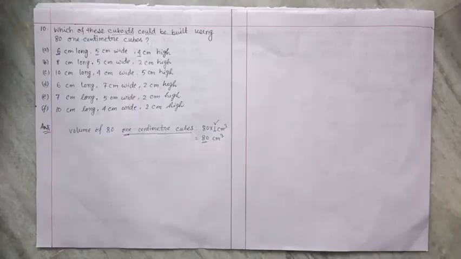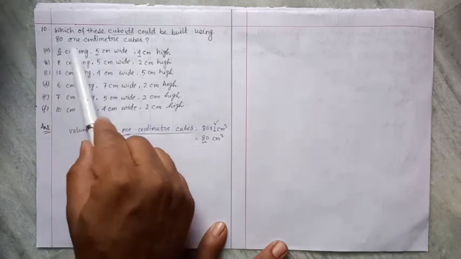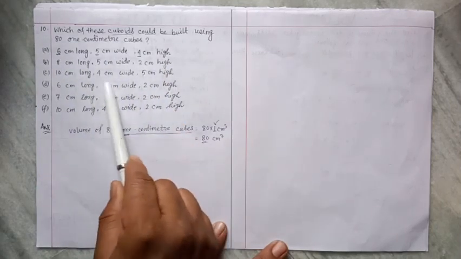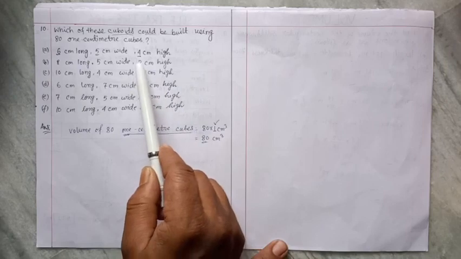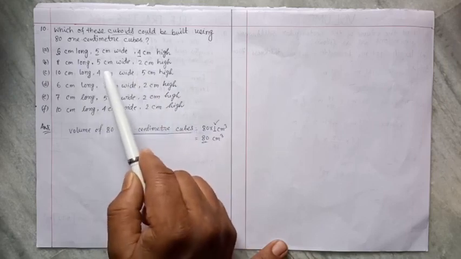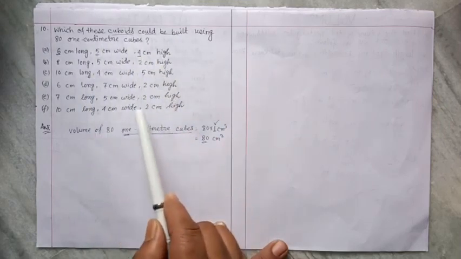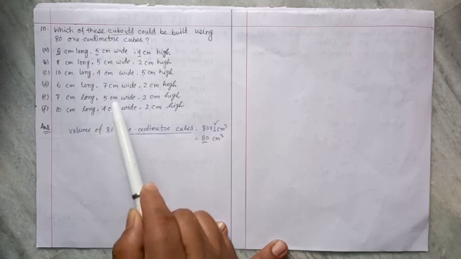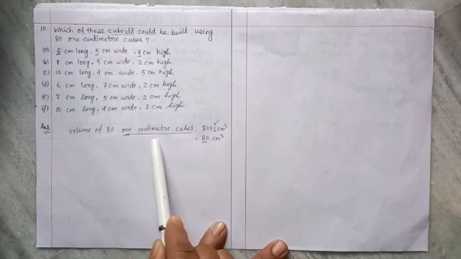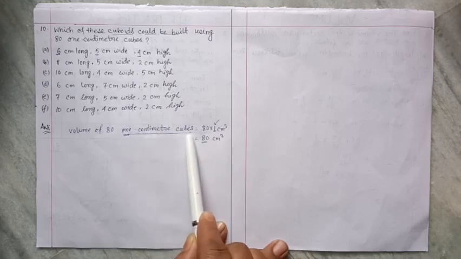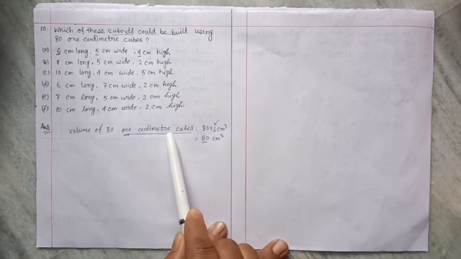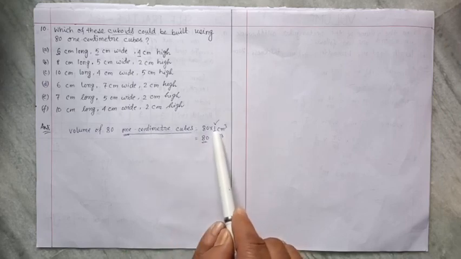Question number 10. Which of these cuboids could be built using 1 centimeter cubes? Just see, dear students, here 6 cuboids are given, then dimensions are given. You have to find among them which cuboids could be built using 1 centimeter cubes. That means whose volume will be equal to this. So volume of a 1 centimeter cube is equal to what? Its edge is 1. So a cube whose edge is 1, that volume is 1 cm cube.